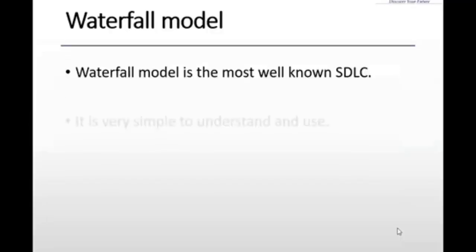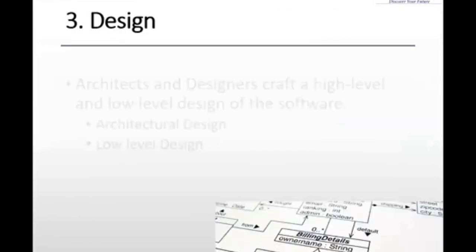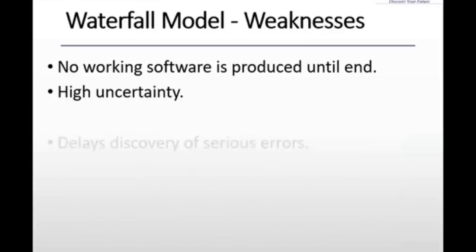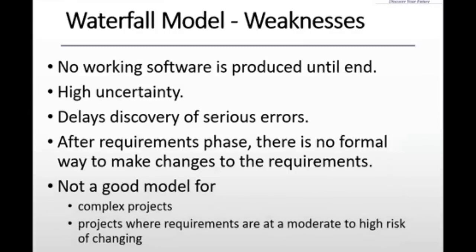What else? When we come to a very complex project, this is not good for very complex ones. Why? Because only if the requirement set is crystal clear can we go to the classical waterfall model. So what are the weaknesses that we mentioned in the lecture slides? No working software is produced until the end. The customer can see the working product only in the latter part of the cycle.